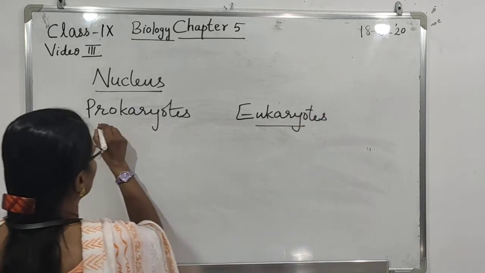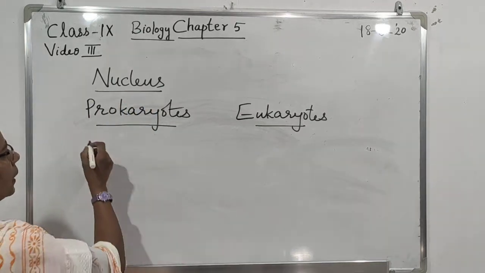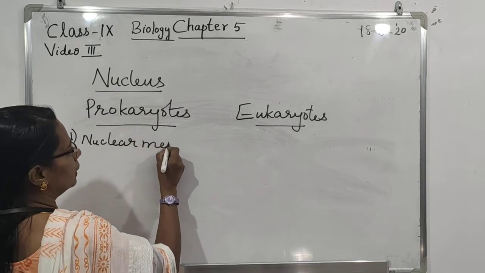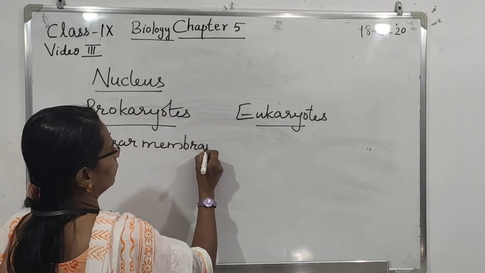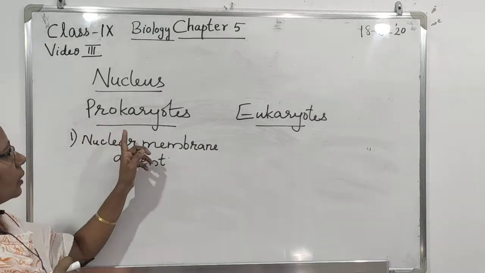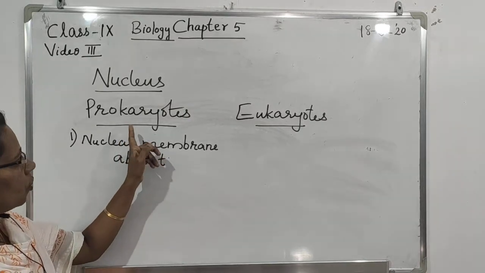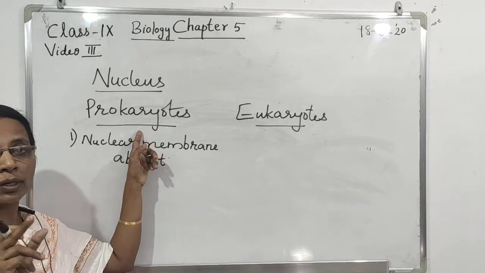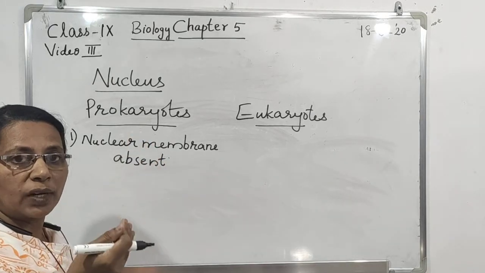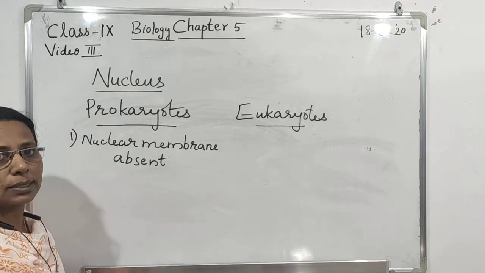In prokaryotes, nuclear membrane is absent. So the nuclear region in the cell of prokaryotes is not clear or not distinct. We can say poorly developed nuclear region or undefined nucleus.